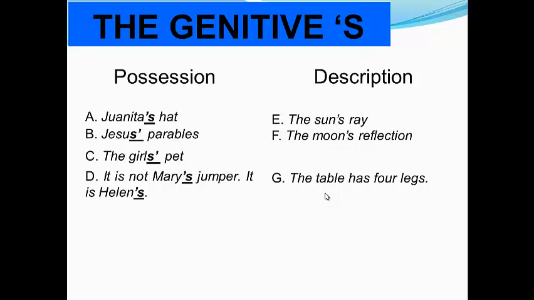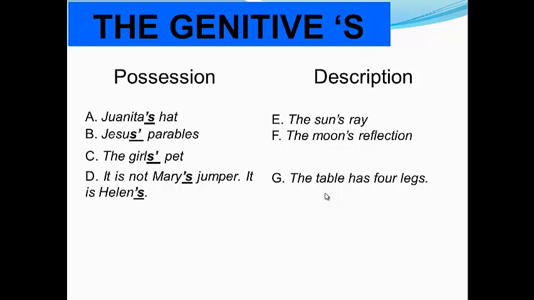Now, the second consideration here is that possession not always implies ownership. It also implies to show a particular quality, ability, or skill when it refers to inanimate objects.